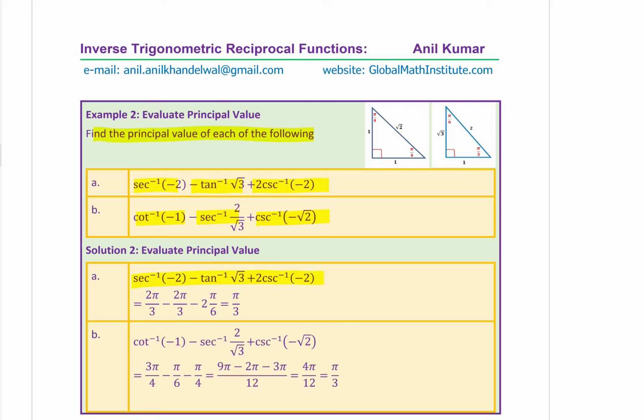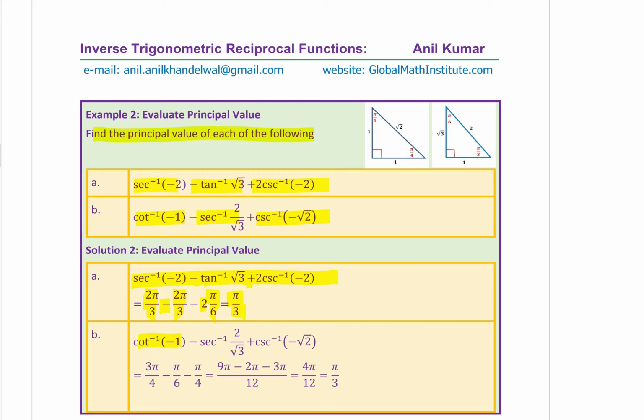So for the first one, which is secant inverse minus 2 minus tan inverse minus square root 3 plus 2 cosecant inverse minus 2. What is secant inverse of minus 2? Well, that is 2 pi by 3, correct? Tan inverse of square root 3 is pi by 3. Now this is minus, we wrote minus, plus cosecant inverse minus 2. So that is minus pi by 6. Since it is multiplied by 2, we'll multiply by 2. Evaluate this expression, simplify it to get pi by 3. So that is how you could do it.